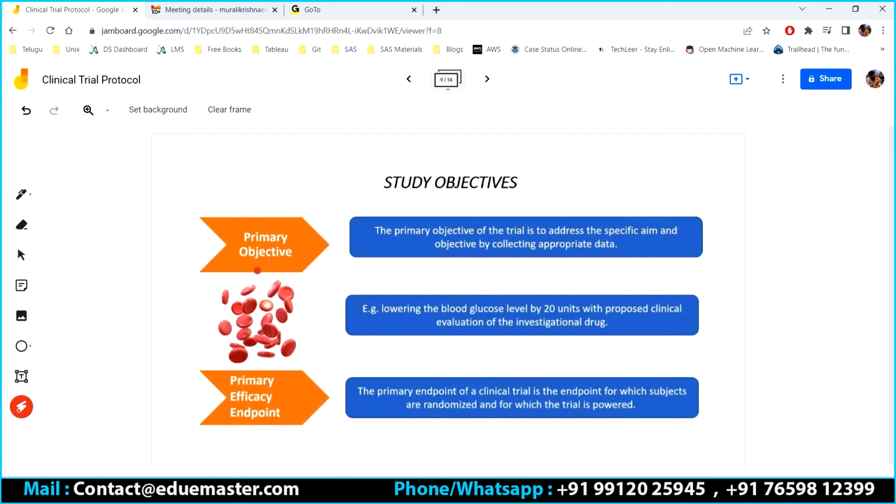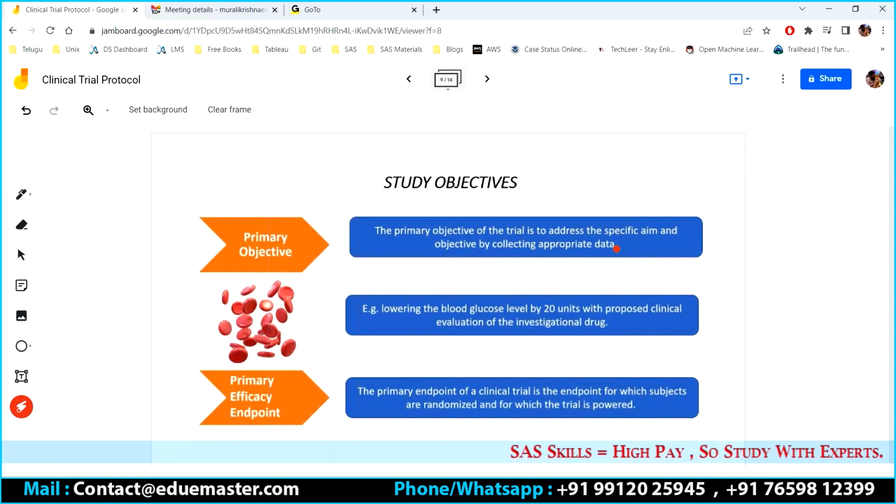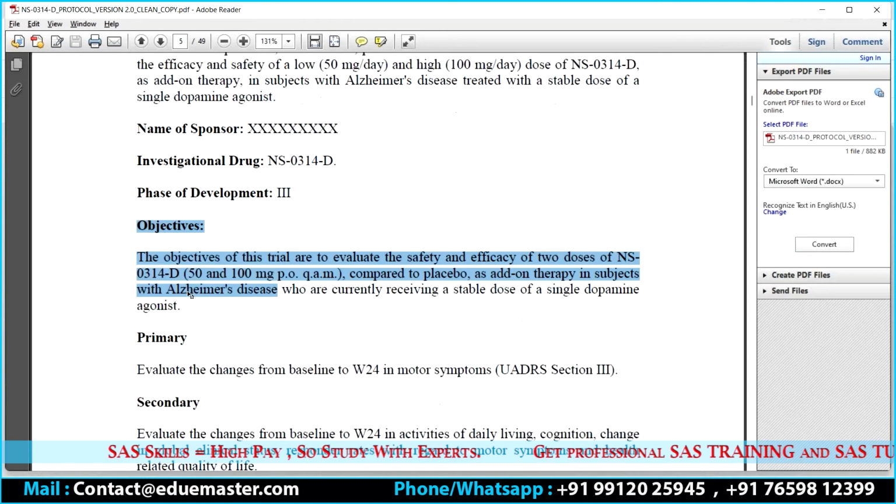Can you see the primary objective? The primary objective is nothing but what is the specific aim and objective of this particular trial, right? Why I am carrying out this particular trial, right? So to do that particular one, I need the data. So we are going to collect the data to address a specific aim and objective of the clinical trial. Clear? Let's see how the objective is defined here.